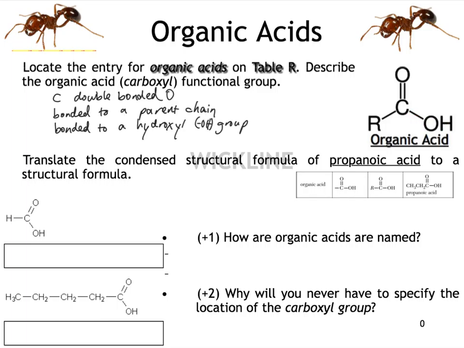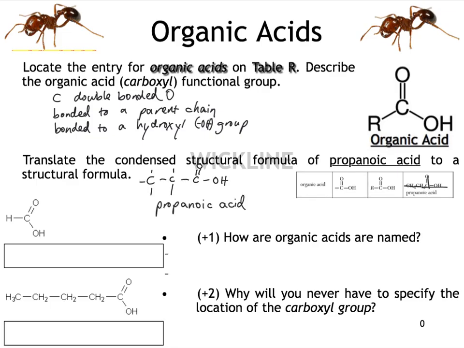So let's take this information and convert it into a structural formula. So CH3 is first, followed by a CH2, followed by a C double bonded O, and an OH. Cross all that out. And they are calling this one propanoic acid.